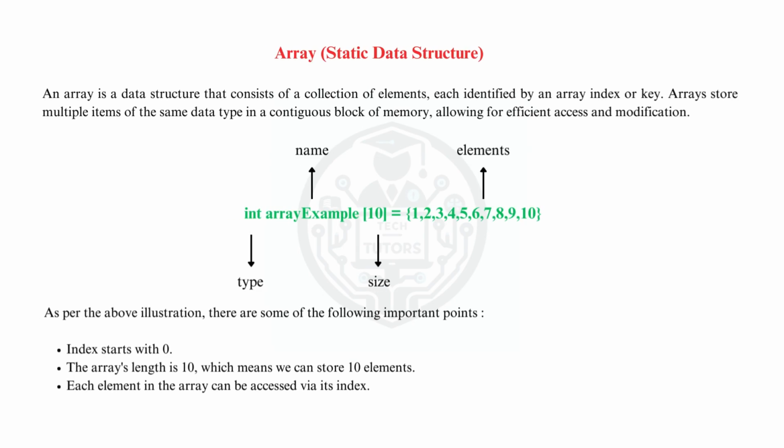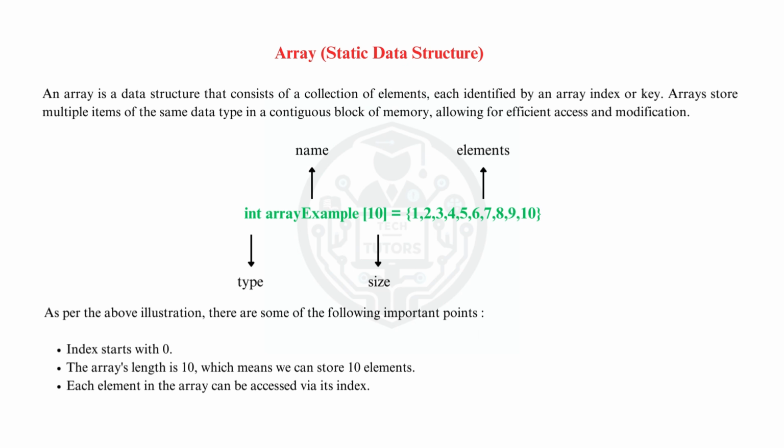An array is a static data structure that stores a collection of elements, each identified by an index or key. Arrays are designed to hold multiple items of the same data type in a contiguous block of memory, which makes accessing and modifying data very efficient.